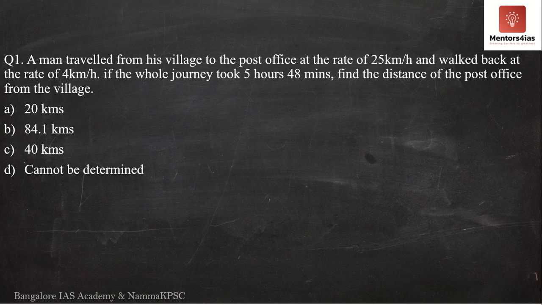Now, the first question says, a man traveled from his village to the post office at the rate of 25 kilometers per hour and walked back at the rate of 4 kilometers per hour. If the whole journey took 5 hours 48 minutes, find the distance of the post office from the village.